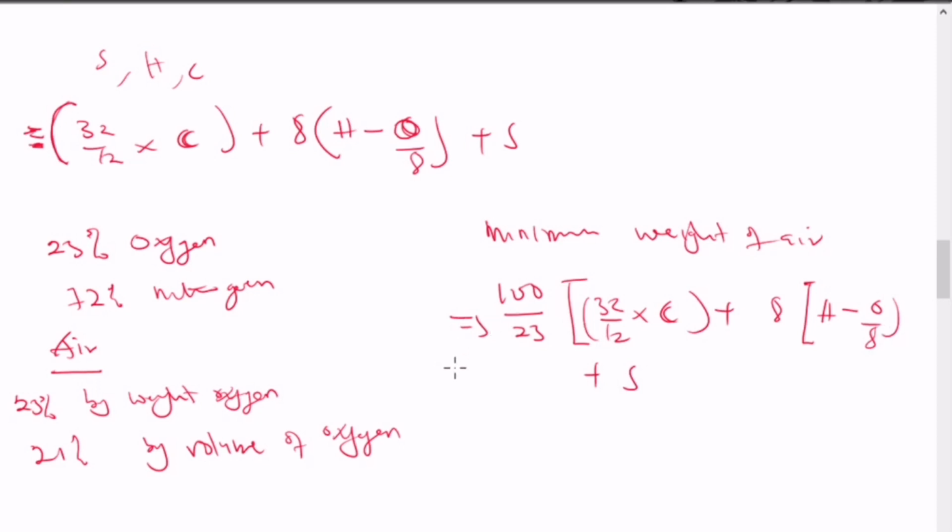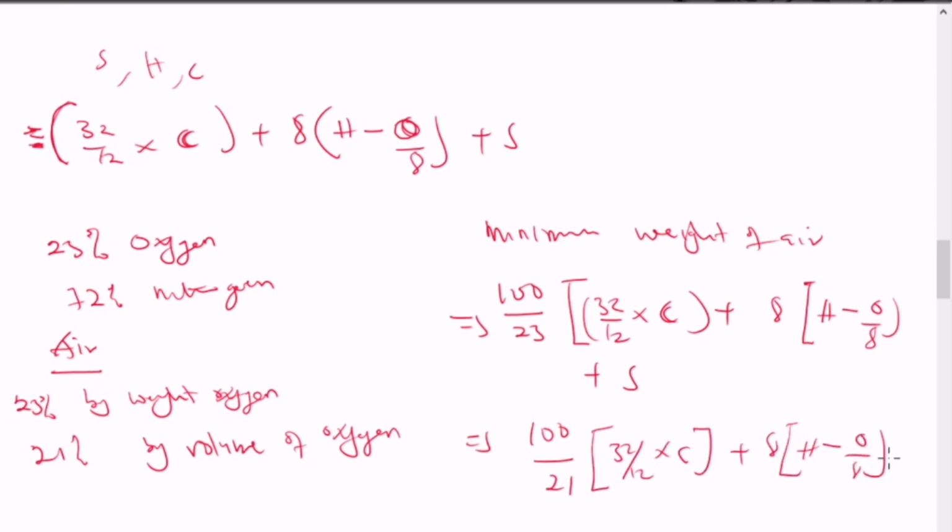The one that we saw was the weight of oxygen. When we combine the weight formula of oxygen, we get the minimum weight of air. Then for the minimum volume of air, we get 100 over 21, then 32 over 12 times carbon, plus 8, bracket open, hydrogen minus oxygen over 8, plus sulfur. So in this case, we have expressed it.